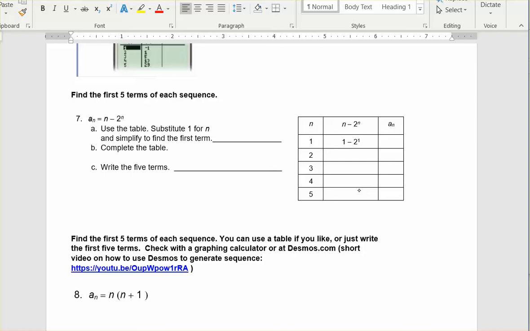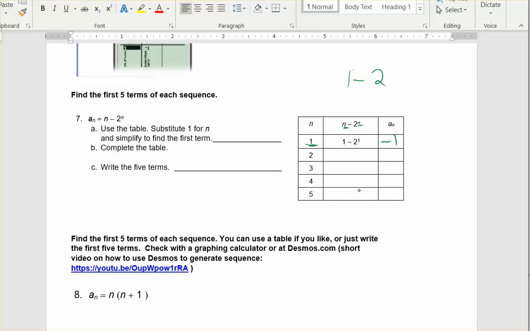My first term, n would be 1, so I have 1 minus 2 to the 1. So I replaced n with 1 both times I saw it. So 2 to the 1 is just 2, so I get negative 1 for my first term. Now I don't need to use that negative 1. This is not a recursive formula. This one is just based on term numbers.